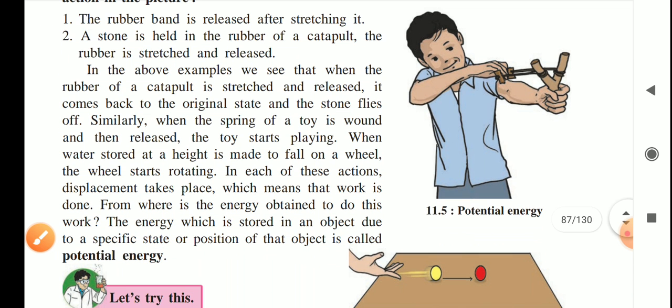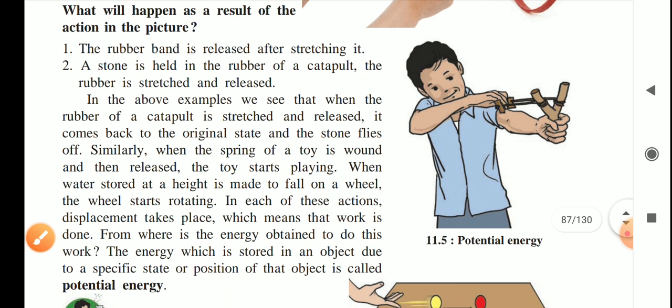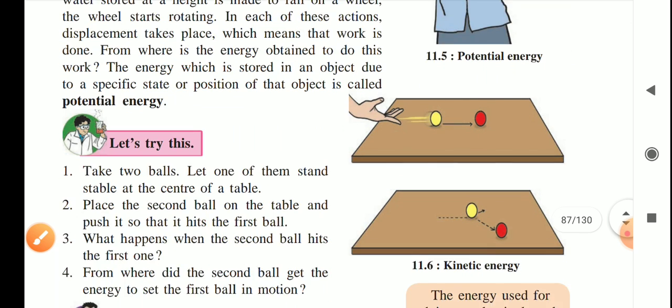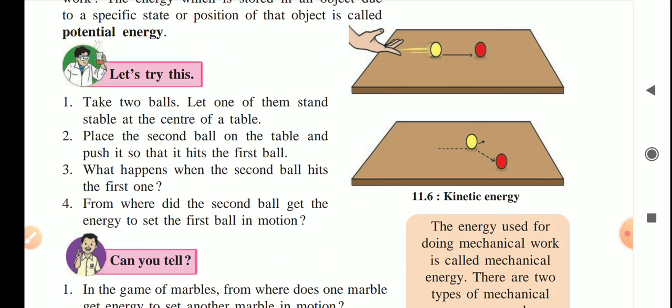So the energy which is stored in an object due to a specific state or position of that object is called potential energy. Now here we have seen the example of water stored at a height. When it falls on a wheel, the wheel starts rotating. So we can say that because of the position of that water stored at a certain height, there is potential energy stored in that water. Okay, so that will be the example of potential energy. The energy which is stored in an object due to a specific state or position of that object is called potential energy.